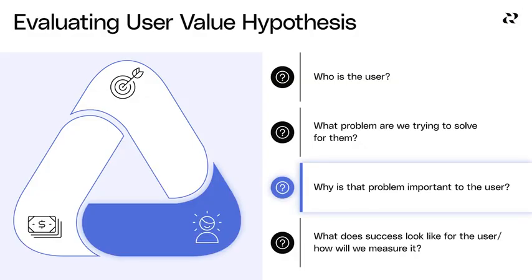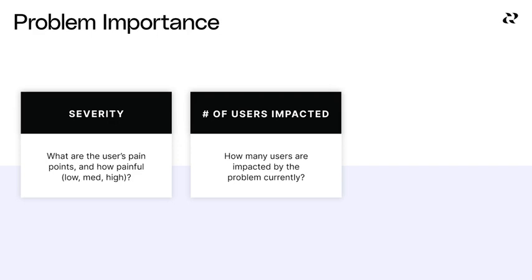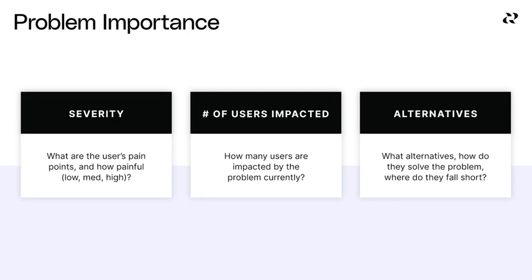The next question to ask is, why is that problem important to the user? The importance of a problem can be measured in 3 ways. The first is severity. That means, what are the pain points the user has due to the current problem? How painful are they? You can use a simple scale of low, medium, or high. The second measure of importance is the number of users impacted by the problem. This can be an exact number or a relative measure of how large the group is compared to your full user base. And the third measure of importance is alternatives.